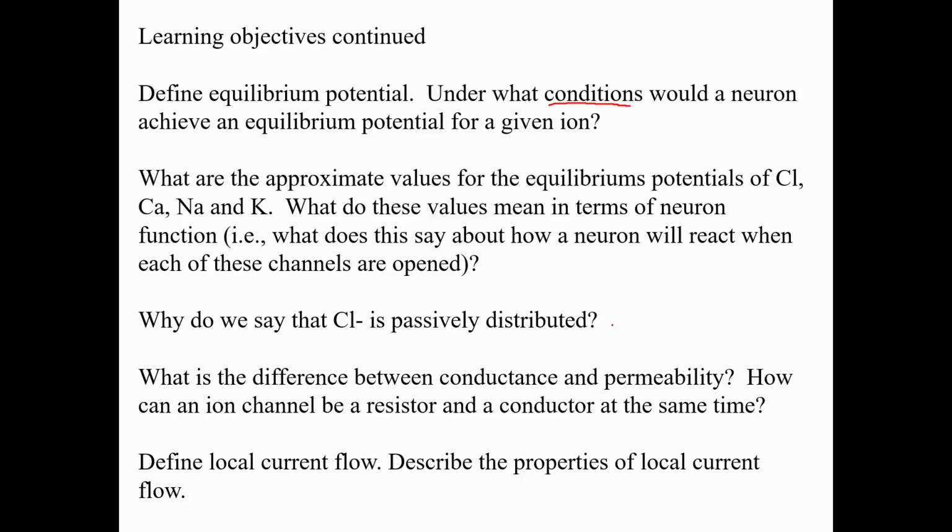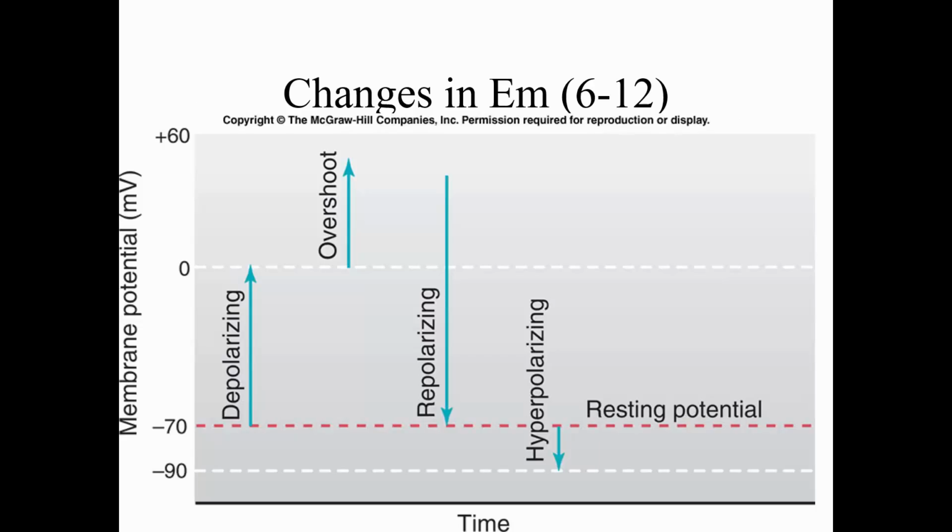Why is chloride passively distributed, and what's the consequence of that? What's the difference between conductance and permeability? How can an ion channel be a resistor and a conductor? And what kind of properties do we associate with local current flow? You ought to be able to take a piece of paper and write down the answers to these kinds of things. Okay, now, I've been using these terms.